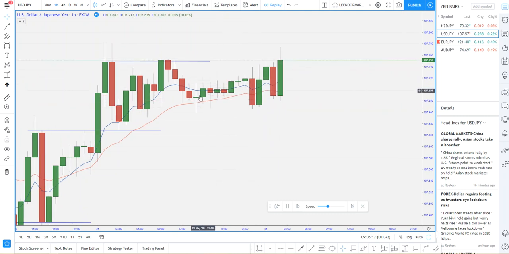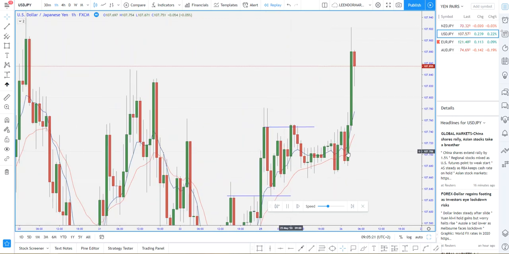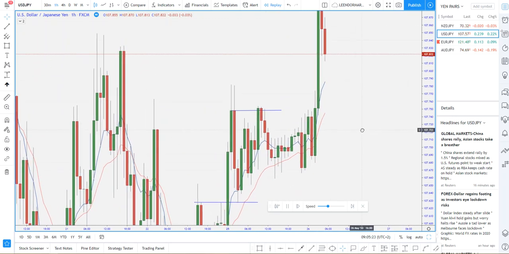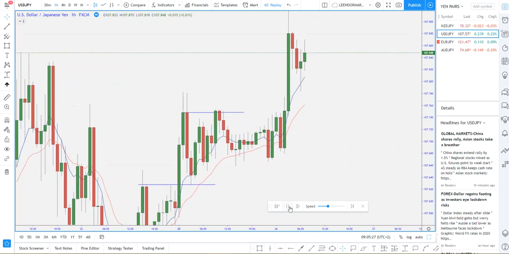But if I look at this, the market has been ranging for a couple of hours. Look at that. Then the market just decides to shoot up. Look at that. This is a beautiful, beautiful, beautiful practical example of what it is to look out for.